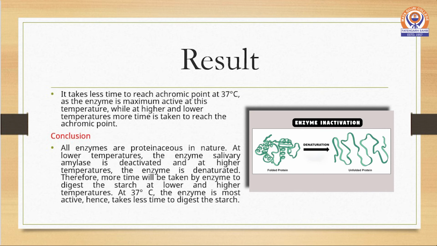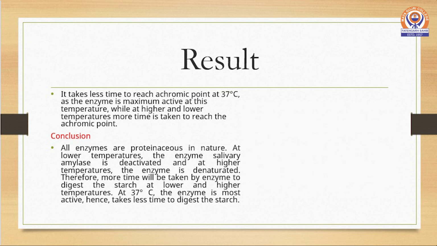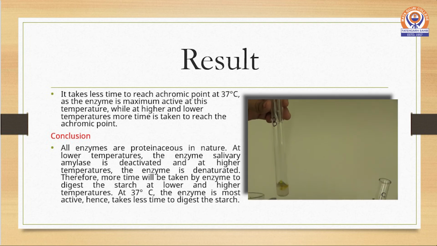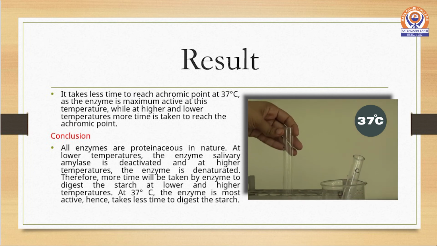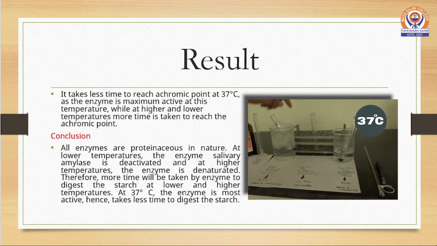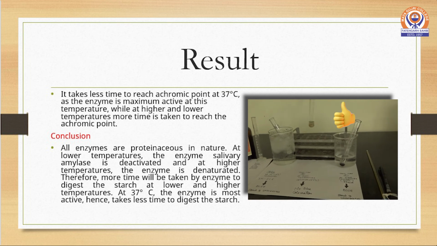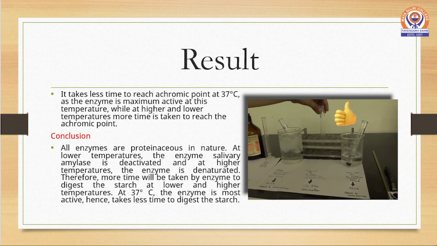Conclusion: all enzymes are proteinaceous in nature, and at lower temperature, the enzyme salivary amylase is deactivated temporarily, while at high temperatures, the enzyme gets denatured. Therefore, more time will be taken by the enzyme to digest the starch at lower and higher temperatures, and at optimum 37 degrees Celsius, the enzyme is most active and hence digests the starch into maltose.